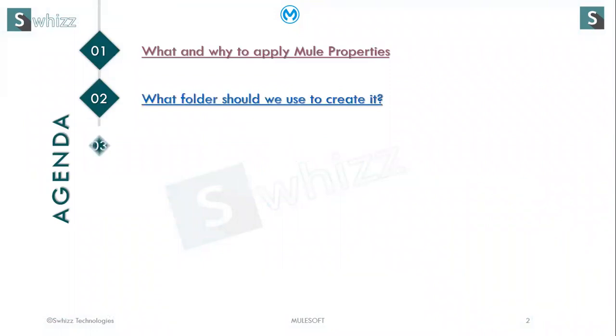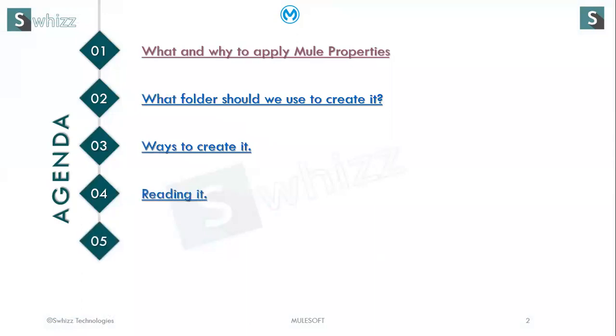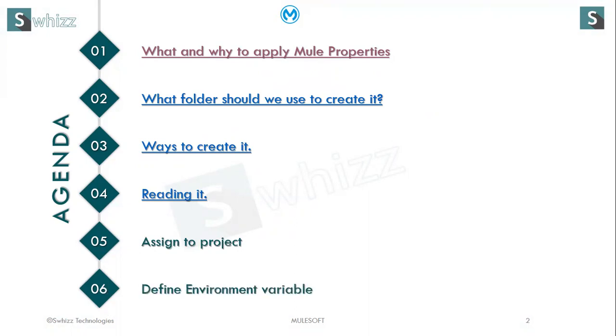And in order to apply Mule properties, which folder is going to be used to create property files, and how many ways can we create property files? After creating property files, how are we going to read them, how are we going to assign these property files to the project, and how are we going to define the environment variable? Why should I define an environment variable? Each and every thing we are going to discuss in today's session.